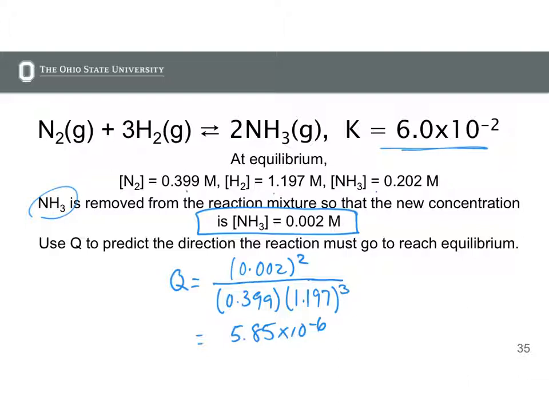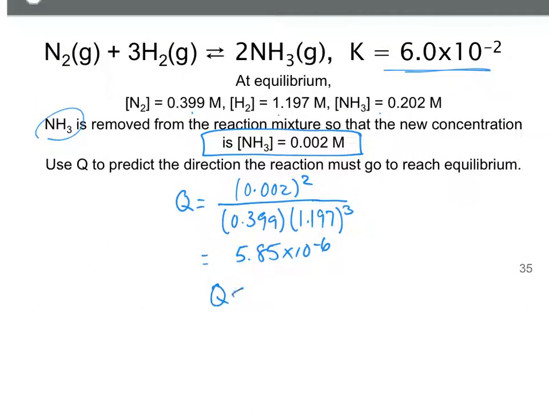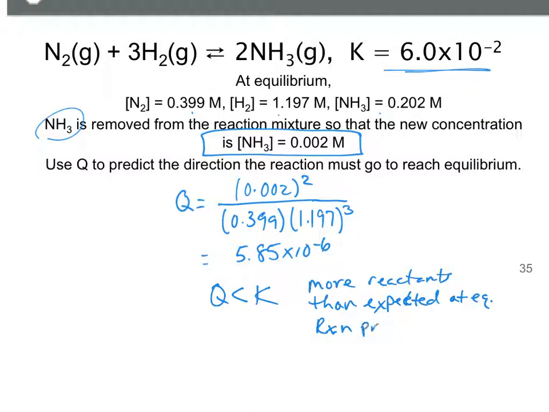So what does this tell us? Q is less than K. Which way does the reaction proceed? Towards the products. So there's more reactants than expected at equilibrium. The reaction proceeds towards the products.